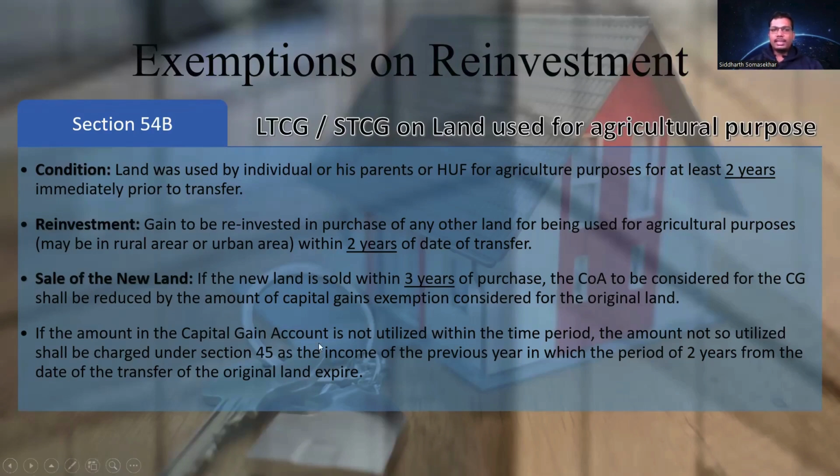Then for this amount, the capital gain account scheme is the same provision as was for section 54. The only difference is if the amount is not utilized within a period of 2 years from the date of transfer, then it will be taxed in the year in which the 2 years expires under the head capital gains. That is section 54B, long-term or short-term capital gain on land which is used for agricultural purpose.